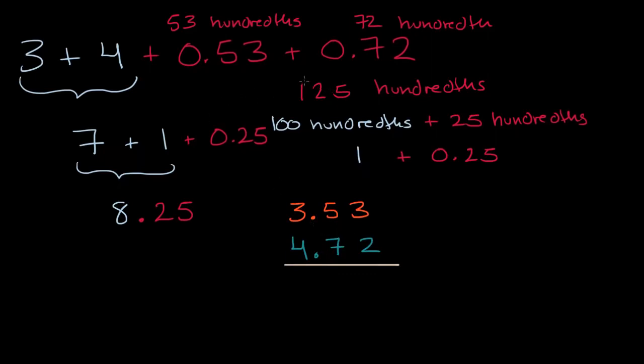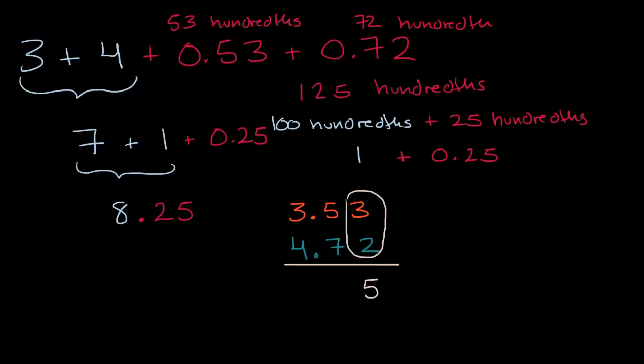And I did it this way so that you really get the understanding of what's going on. But you could say, all right, I have 3 hundredths plus 2 hundredths. So I'm adding in the hundredths place. So 3 hundredths plus 2 hundredths is 5 hundredths. And then you could say, okay, then I have 50 hundredths plus 70 hundredths, which I did over here. Or you could view this as 5 tenths plus 7 tenths. And 5 tenths and 7 tenths is going to be equal to 12 tenths.